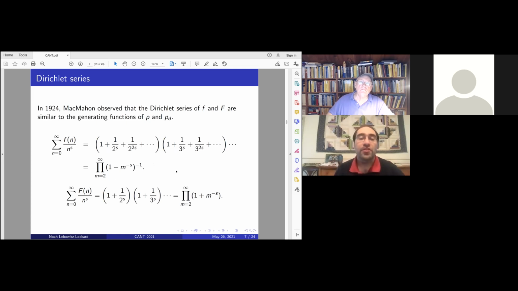The Dirichlet series of big F is nicer than this, because now we can only have at most one copy of 2, at most one copy of 3, at most one copy of 4, etc. So we get this nice product, 1 plus m to the negative s, as m goes from 2 to infinity. So these both have very nice Dirichlet series that are similar to the generating functions of partitions that we saw earlier.